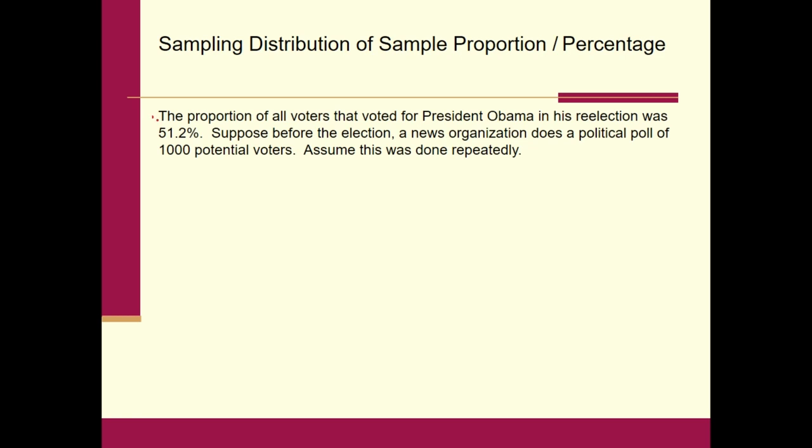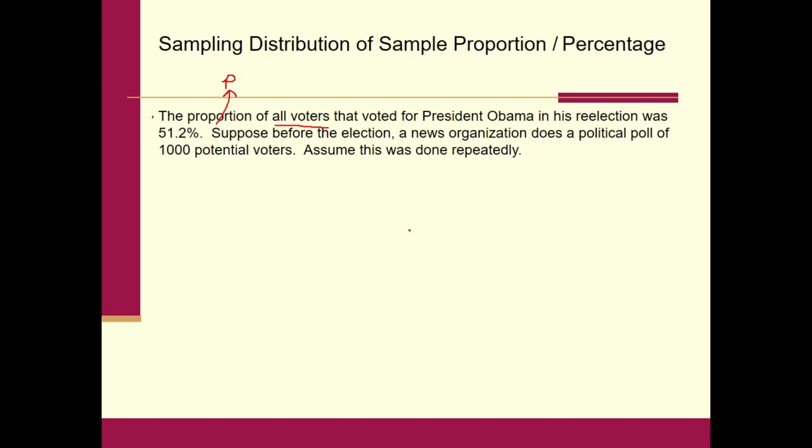A couple of websites told me this. It says the proportion of all voters that voted for President Obama in his reelection was 51.2%. Okay, so this is all the voters, right? And so what is this? This is one of the few times in real life that we can actually figure out what the population proportion P actually is, because we can go back to the election, see how many people voted, see how many people voted for President Obama or whoever for that matter. Okay, and so P in the problem is what? 51.2%.